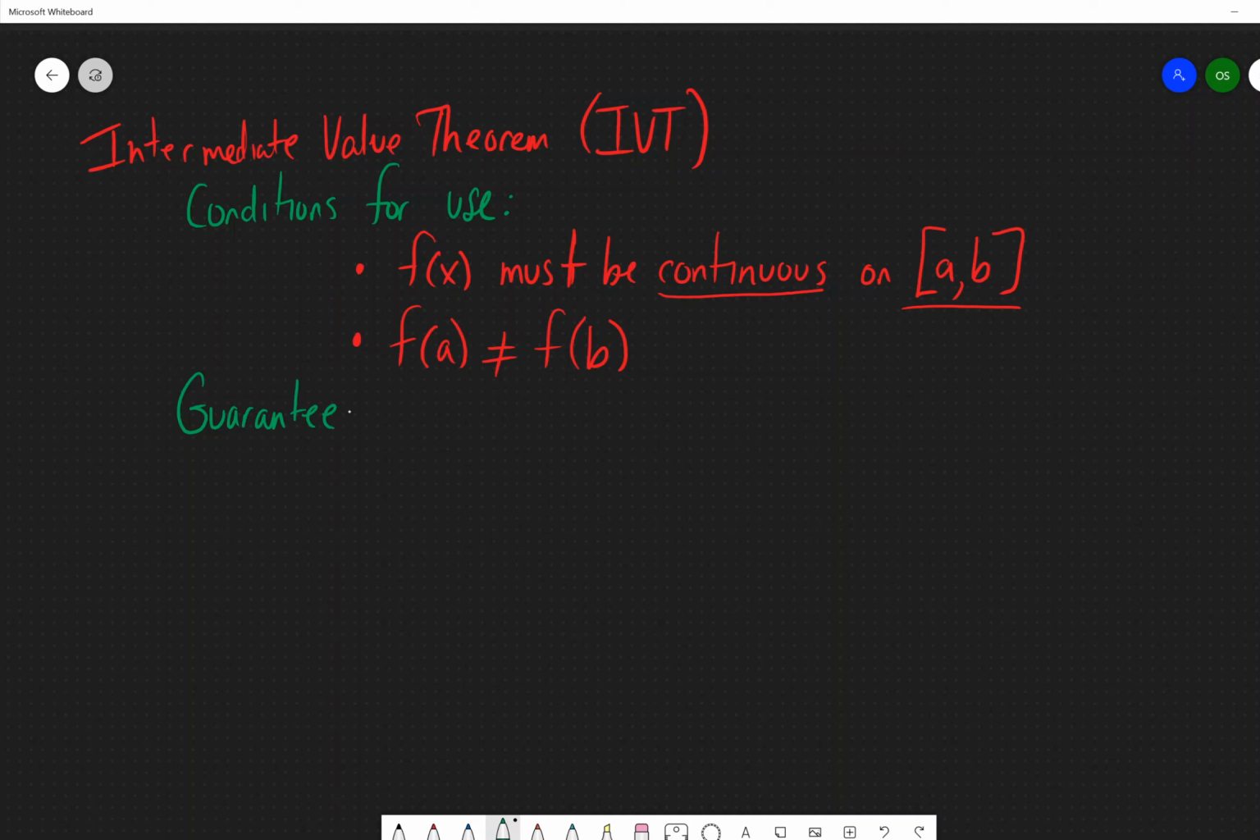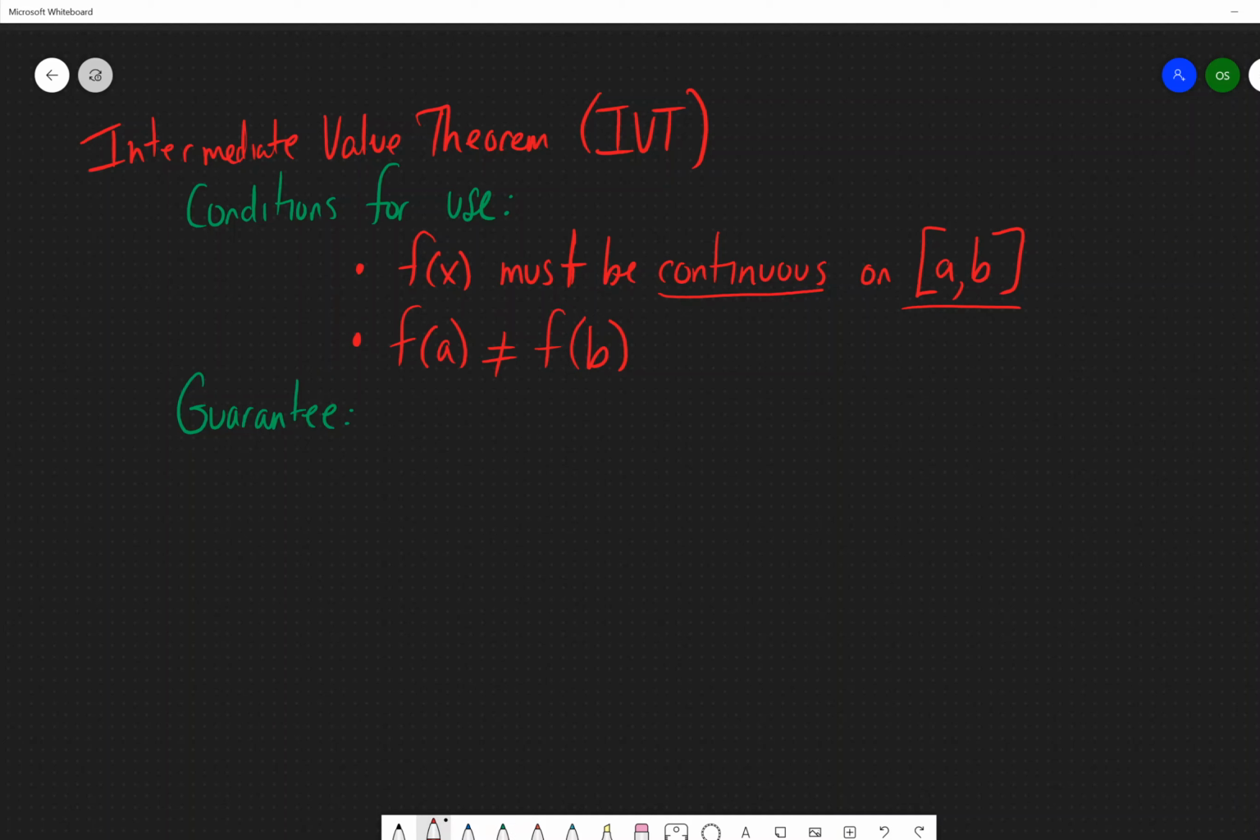And that's really what these theorems are. They are guarantees. They're what I like to call existence theorems. It's not going to tell us what the answer is. It's not going to tell us where to find it. It's just going to tell us, does an answer exist? And that's the power behind these theorems.